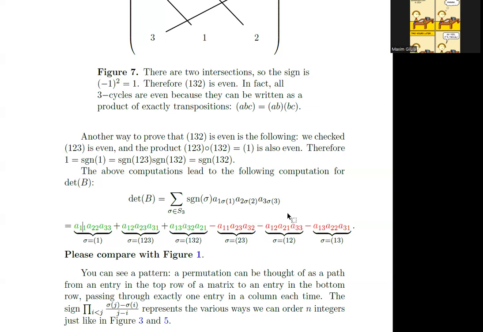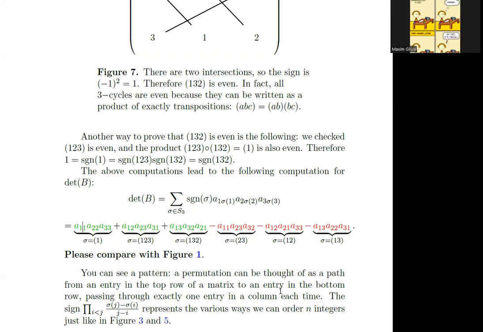And then you could subtract all the transpositions: the one swapping 2, 3, the one swapping 1, 2, and the one swapping 1, 3. And here's a pattern. A permutation can be thought of as a path from an entry in the top row to an entry in the bottom row, passing through exactly one entry in a column each time. So only one entry per column is passed through, and all columns are passed through because of that.